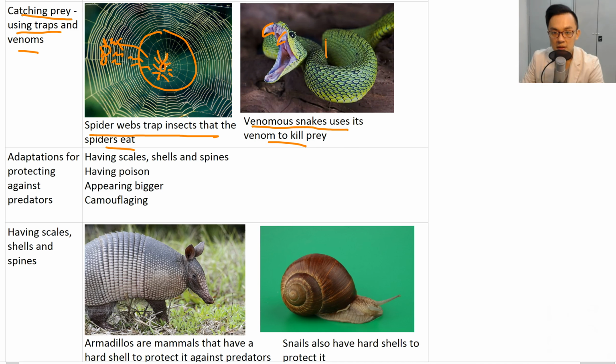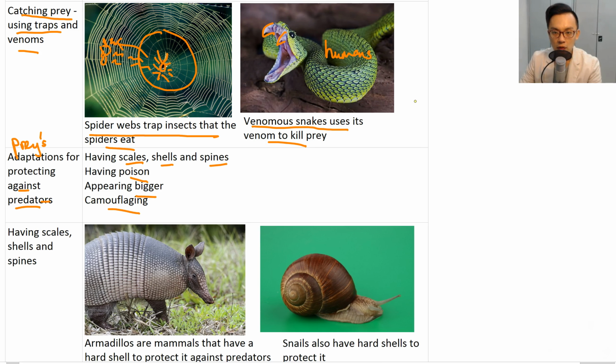So even humans will die if we are bitten by very venomous snakes. Now we're going to look at the adaptations for protecting against predators. These are from the prey's point of view. What adaptations do they have to protect them against predators? Here are some of the options. They have scales, shells, and spines to protect against predators. They have poison, they appear bigger, and they have camouflage.